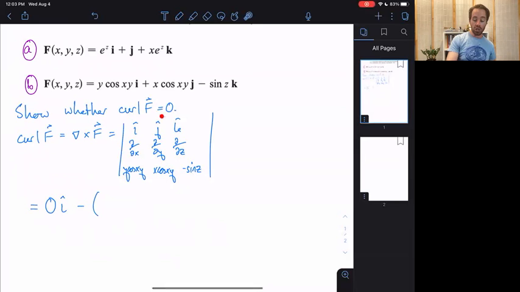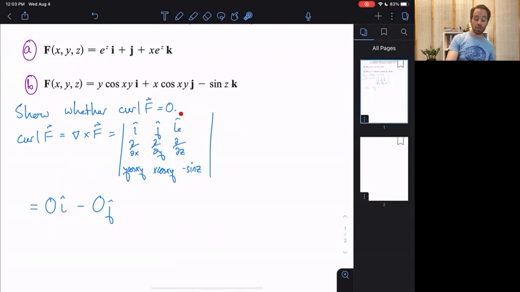Minus, and then for the j component, it's going to be this minus this. Once again, the same sort of thing is going to happen. We're going to differentiate with respect to x with a function that has no x's, and then differentiate with respect to z with a function that has no z's. So this is going to be, guess what? Big fat goose egg. 0j. Let's see if we win the last one as well.